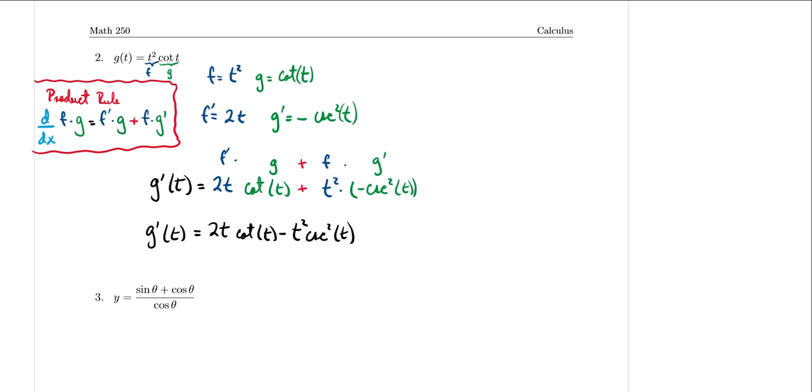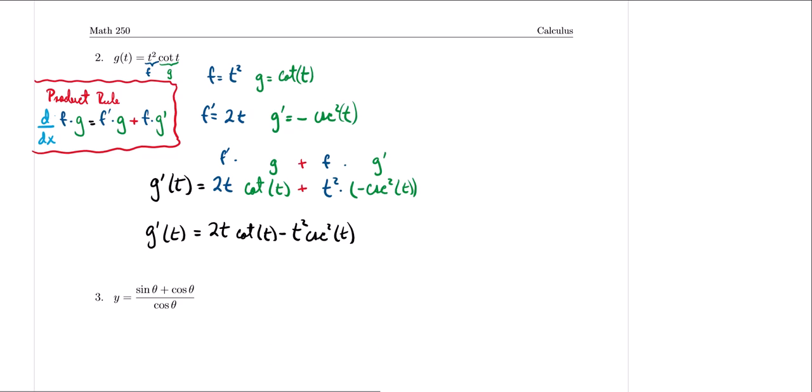Okay, now let's take a look at the next problem here, where we have the function y equals sine of theta plus cosine of theta all over cosine of theta. Now, at first glance, this problem seems like it requires us to use the quotient rule, which, to be fair, we can use. However, I'm going to keep emphasizing the point that I discussed in class. If you can do some algebra first, do some algebra first, and then take the derivative.